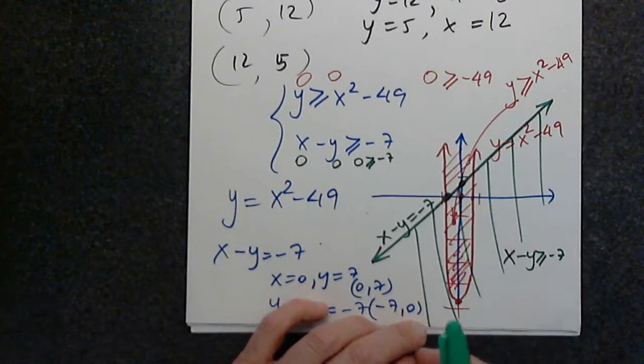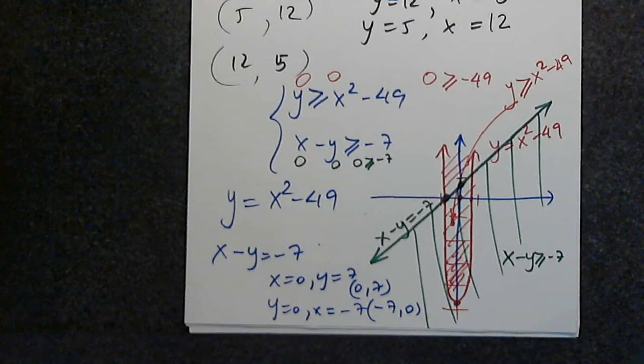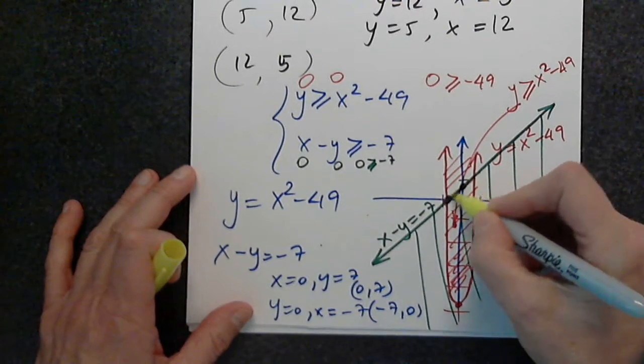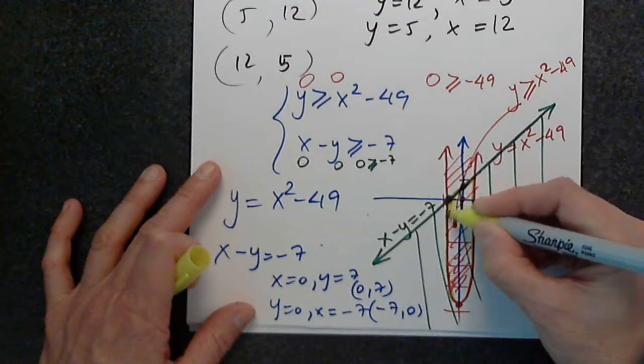I don't want the green. I don't want the red. I want green and red at the same time. Is there such thing of green and red at the same time? Yes. Points on this line, points on this curve, and everything else.